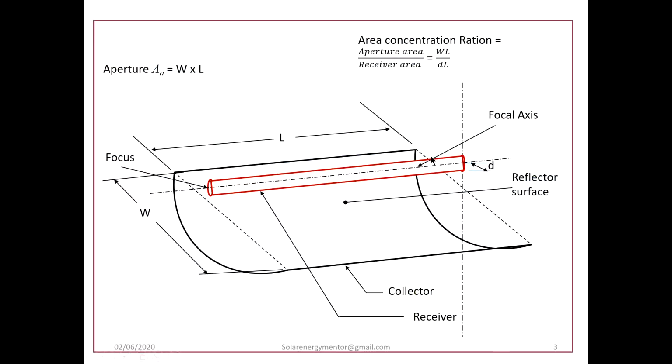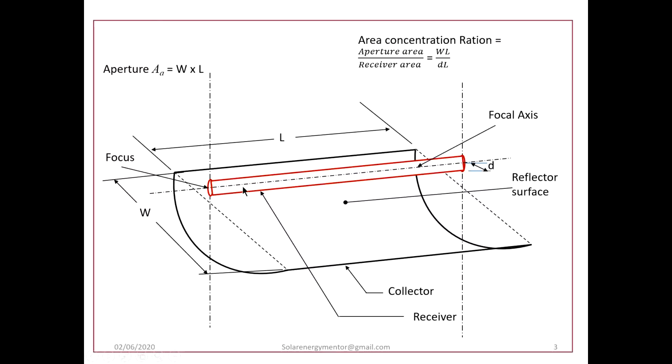So briefly, the nomenclature of concentrating collectors. So this is a reflector surface. This is a collector, and this is a parabolic shape. And then this is a reflector surface. Now solar energy is incident on this reflecting surface and then it is focused on a focus. So this is a focus. Some absorber tube is placed, which is called the receiver here. So a receiver is placed at the focus.